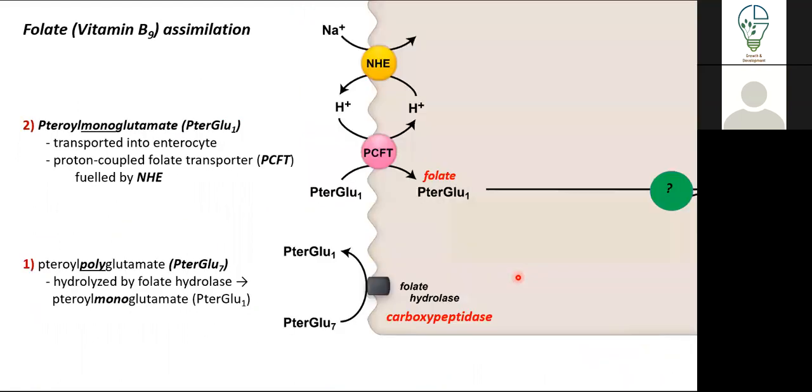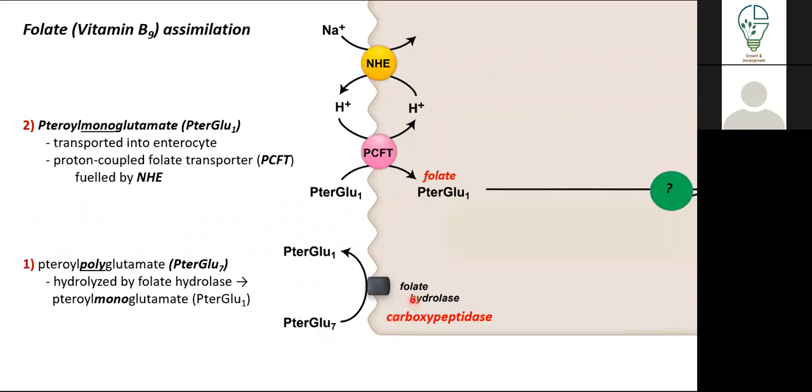It's very important. For folate, on the other hand, folate is much simpler. You get folate in your diet as pteroyl with 7 glutamates. So 7 glutamates are just attached onto it.